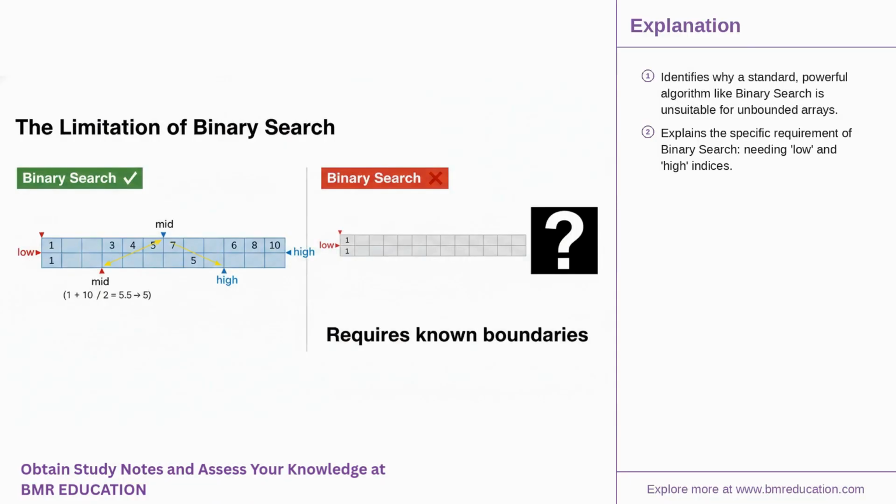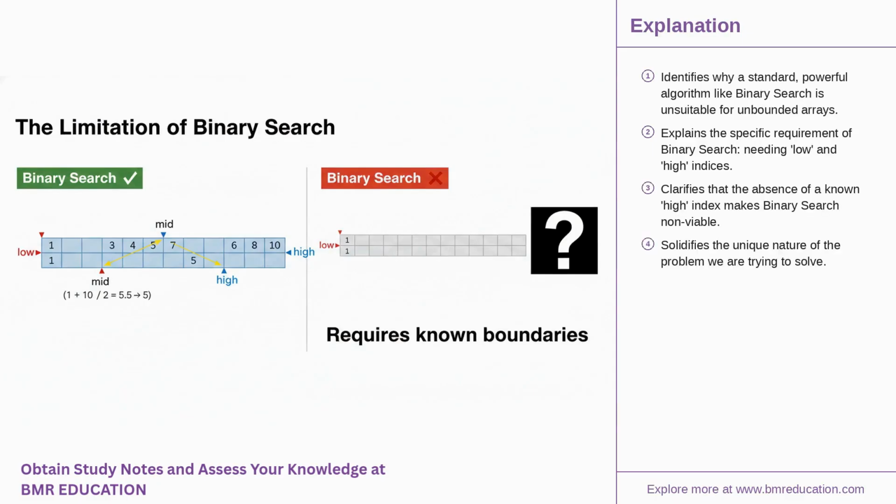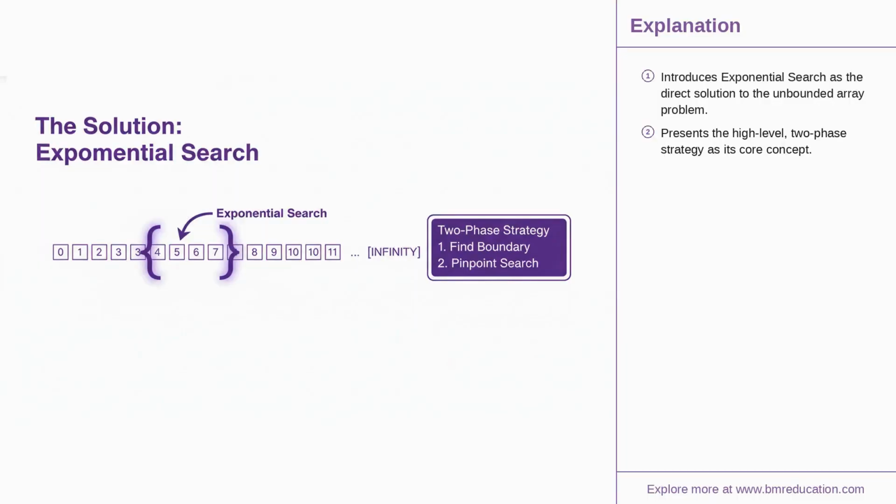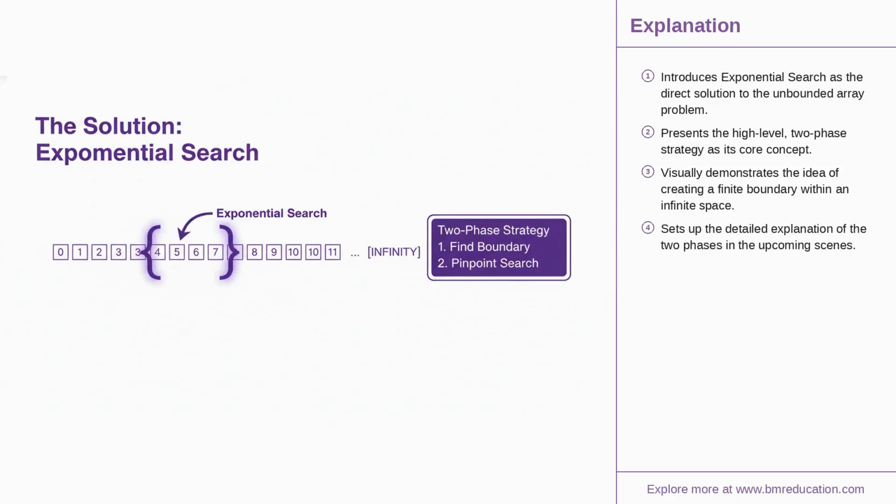A common first thought might be, why not just use binary search? It's incredibly fast for sorted data. However, binary search has a critical weakness in this scenario. It needs to know the array's boundaries, specifically the high index, to find the middle. Without an end, you can't start. This is precisely where exponential search comes to the rescue.